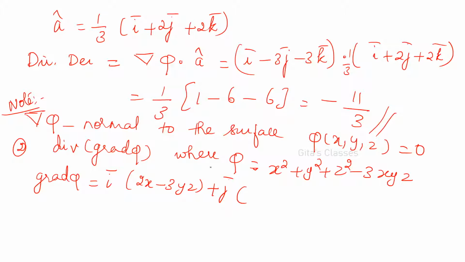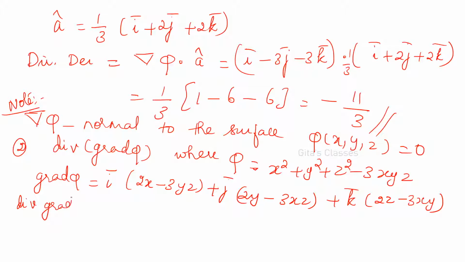Plus j into dou phi by dou y is what? 2y minus 3xz with respect to y. So plus k into 2z, all the others are 0. All the other variables are to be treated as constant when you are differentiating partially with respect to one variable, right? So 3xz means 3xy.